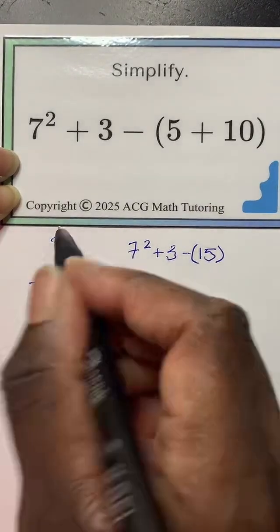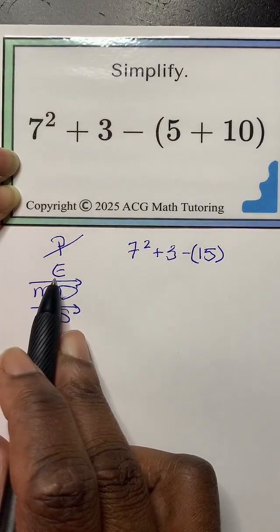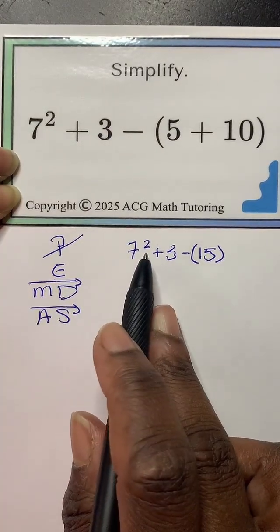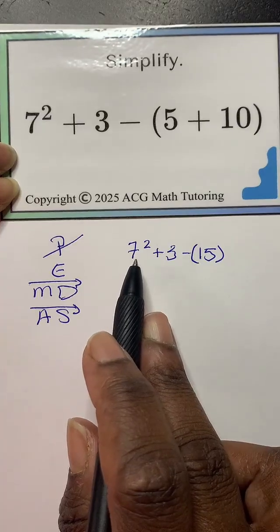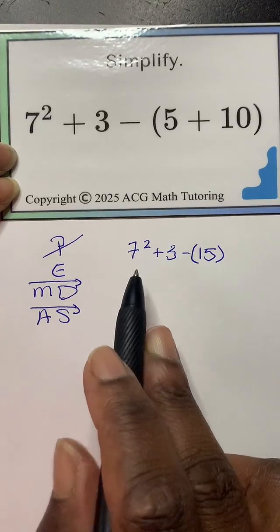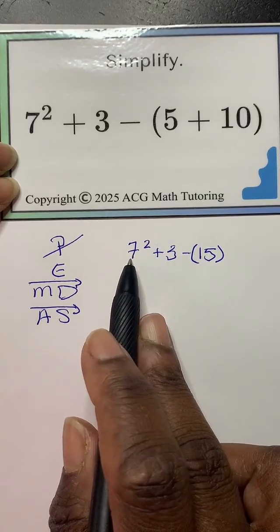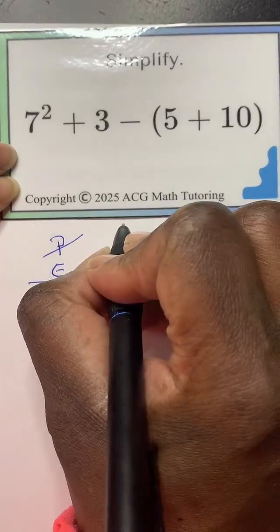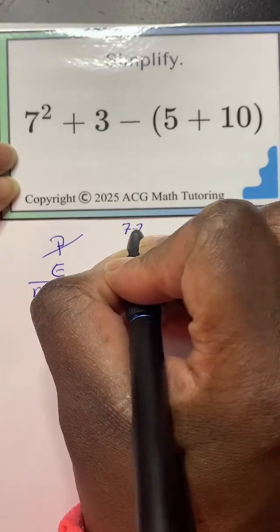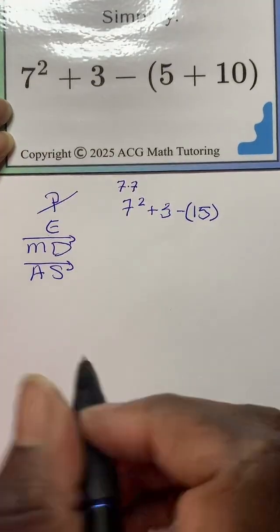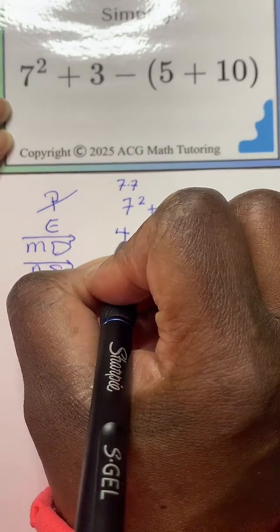So now that's done. Now we got our exponents. 7 squared. 7 squared is not 14. 7 squared does not mean 7 times 2. It means 7 times 7. Okay, so 7 times 7, that will give us our 49.